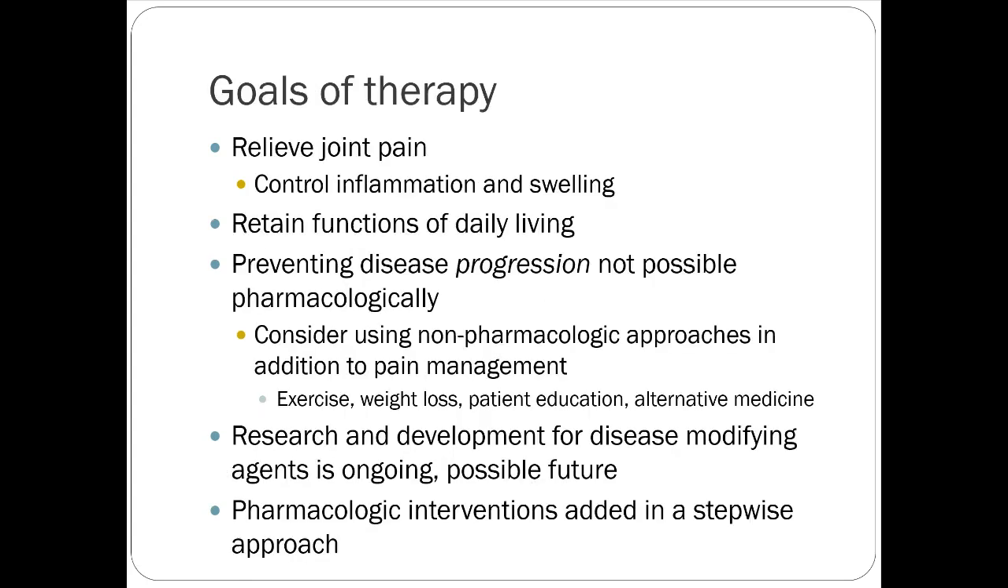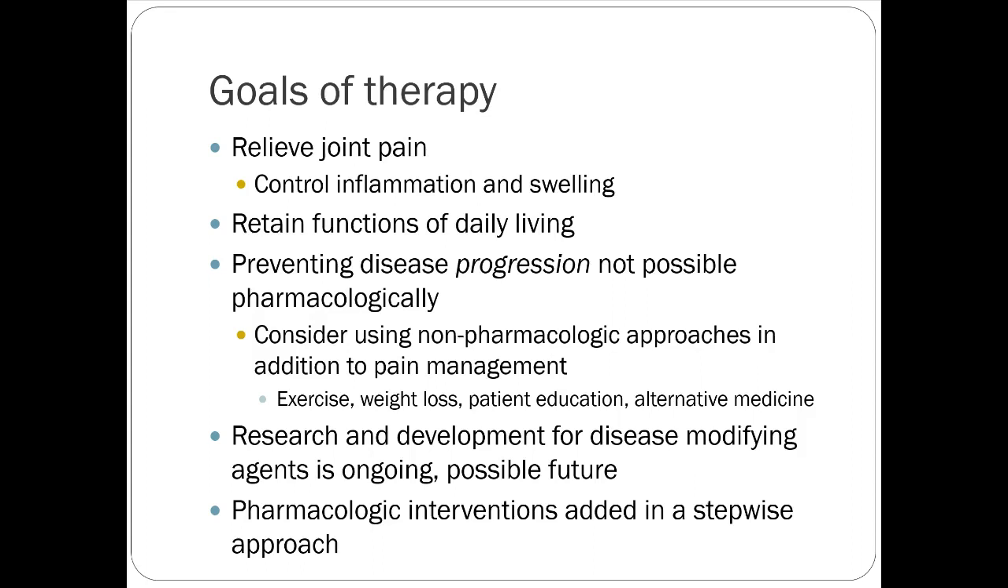Our goals of therapy: we want to relieve joint pain, we want to control inflammation and swelling, and retain function for activities of daily living. Disease progression is usually irreversible at this point. We can't really slow progression. We'll talk about maybe some theoretical steps, but at this point, with analgesic agents, all we're doing is relieving pain. We aren't preventing the disease from getting worse.